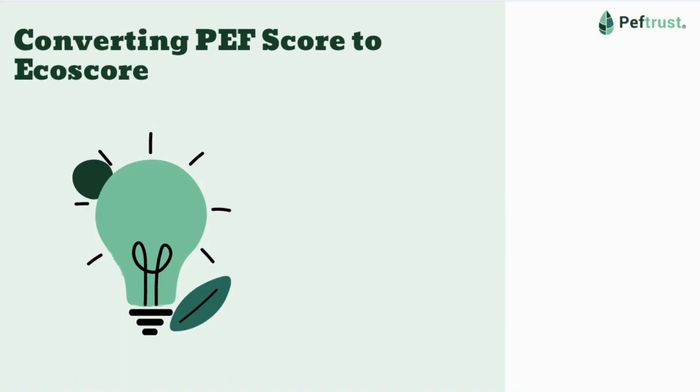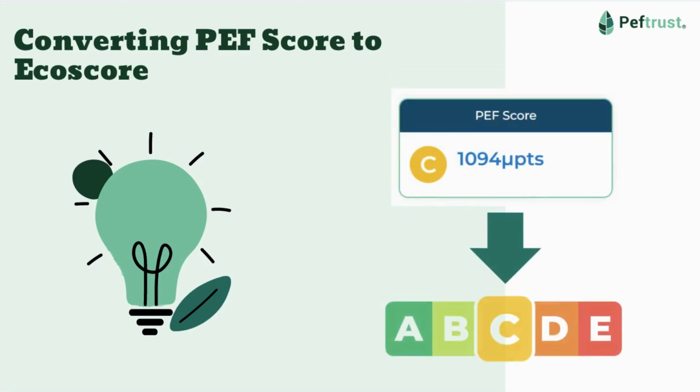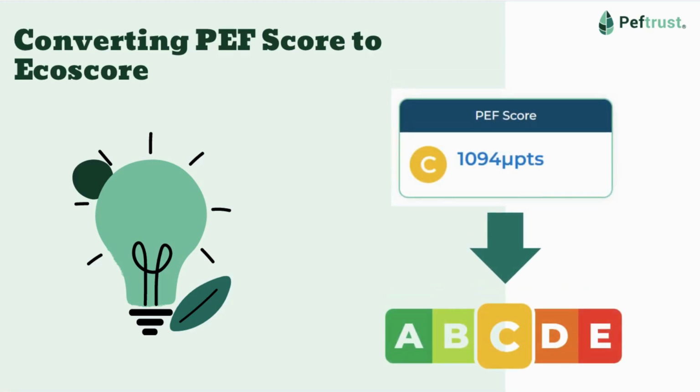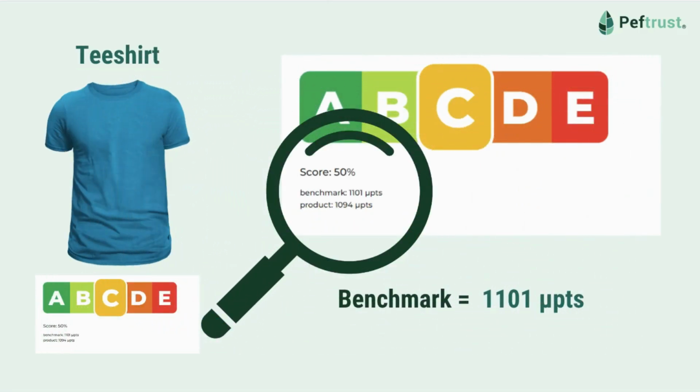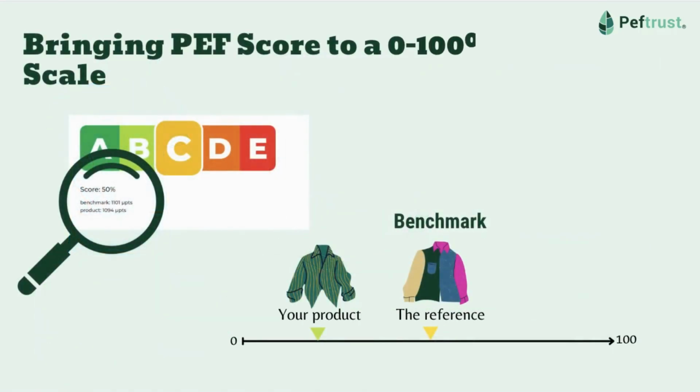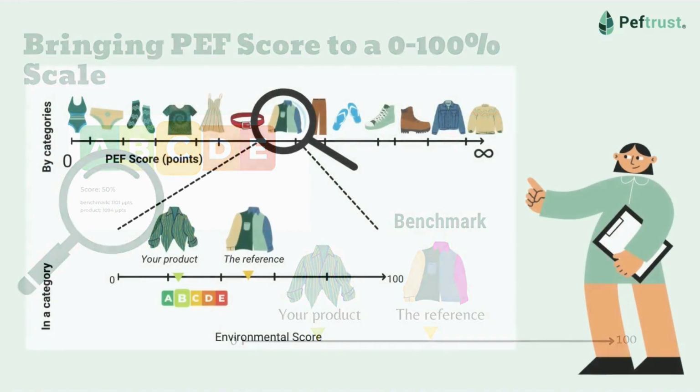How does this conversion take place? The PEF score is initially displayed in micropoint units, which might be overwhelming for consumers. To enhance comparison, we convert the scores to power of 10 and scale them down to a 100-point system. This makes the result visually easier for consumers to understand. Next, we bring the PEF score to a scale ranging from 0 to 100%. The reference value for comparison is set at 50%, where 0% represents the best possible score.